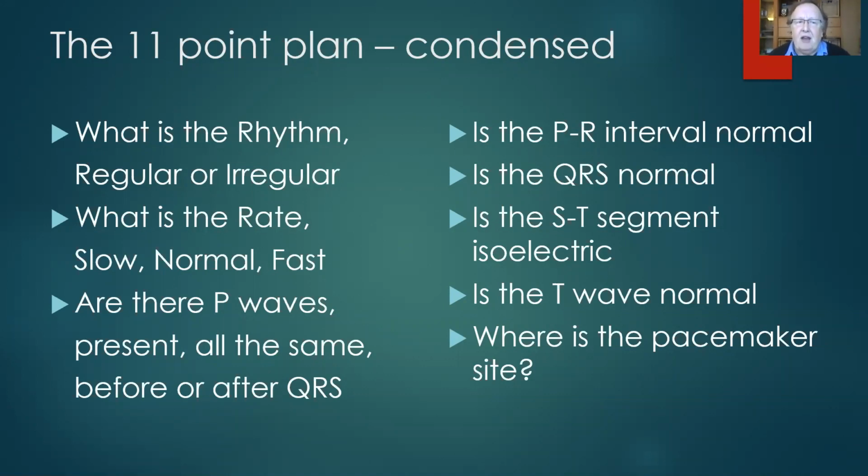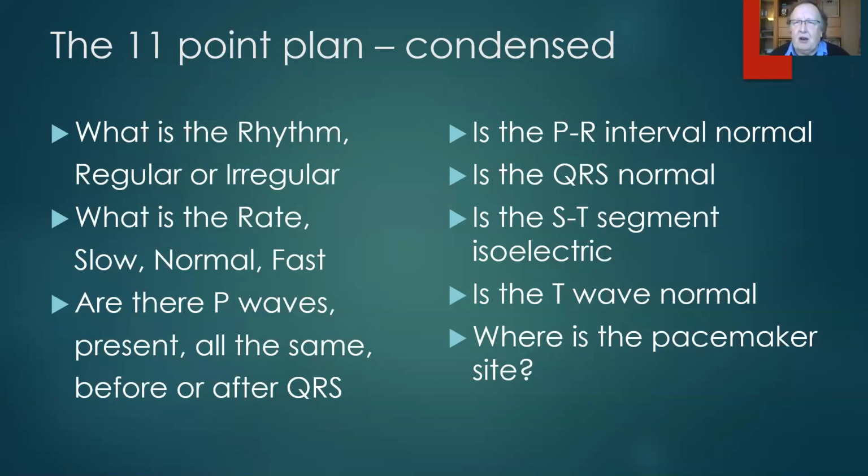Is there a P wave before every QRS complex? If there's a P wave and then there's a QRS complex, we can know that the electrical pathway of the heart is working, but there may be other problems later on.